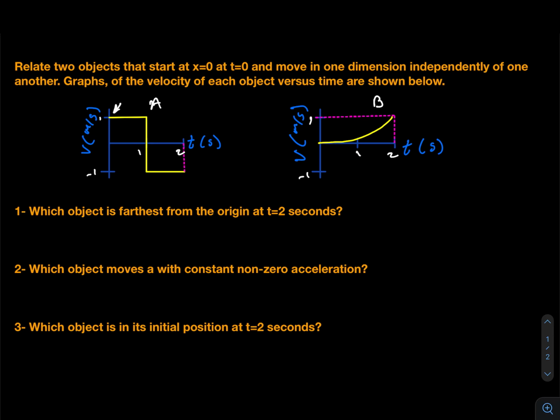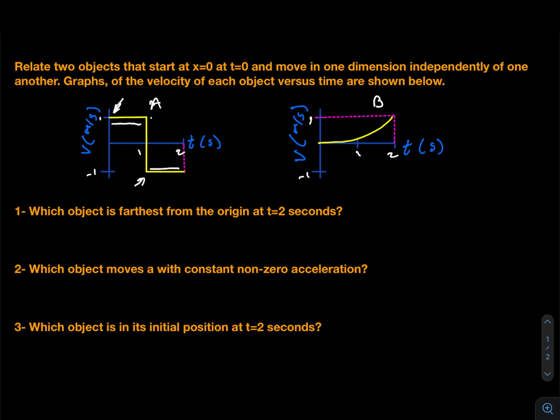So object A starts at 1 meter per second. That's what's going on right here. And then it suddenly transfers to -1 meter per second at this point right here. So for the first second, it goes in the positive direction at 1 meter per second for 1 second, and then it goes backwards at 1 meter per second for the second second. So object A is actually back where it started, if you look at this graph.